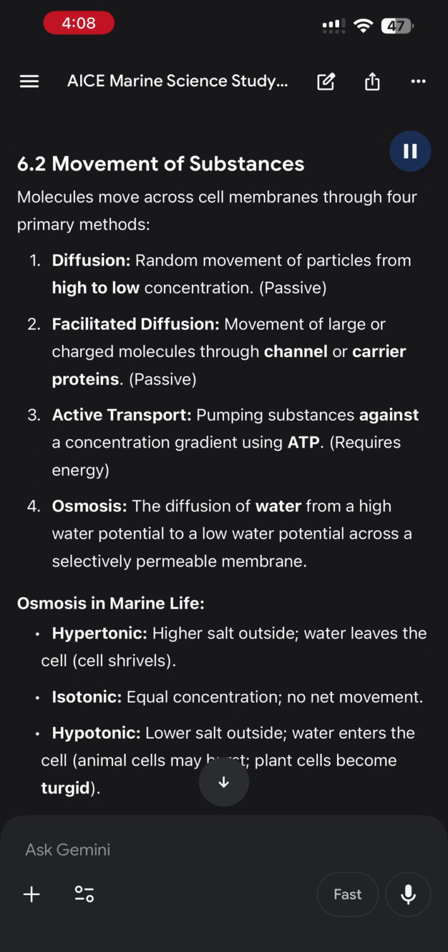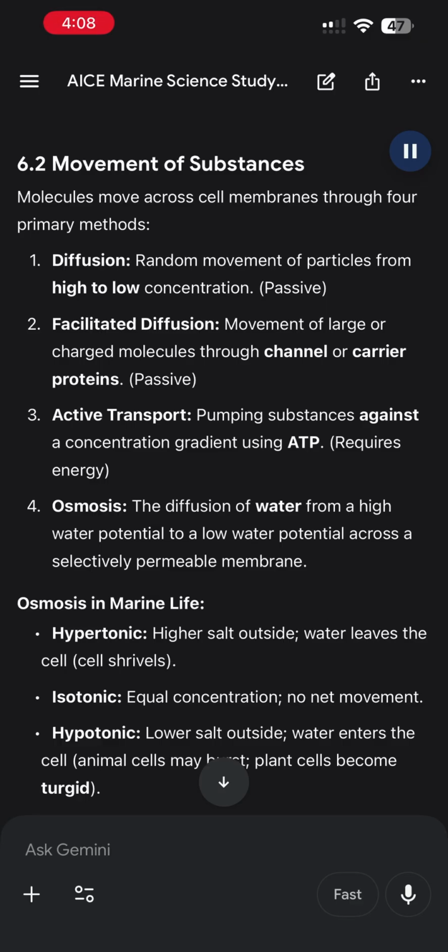6.2. Movement of substances. Molecules move across cell membranes through 4 primary methods. 1. Diffusion, random movement of particles from high to low concentration. Passive. 2. Facilitated diffusion, movement of large or charged molecules through channel or carrier proteins. Passive. 3. Active transport, pumping substances against a concentration gradient using ATP.